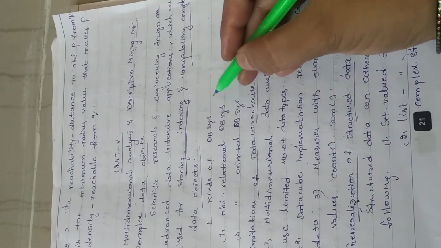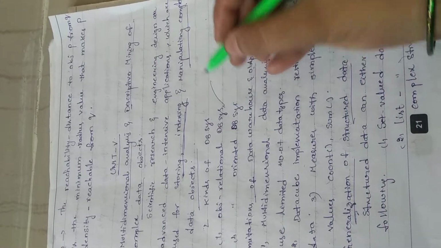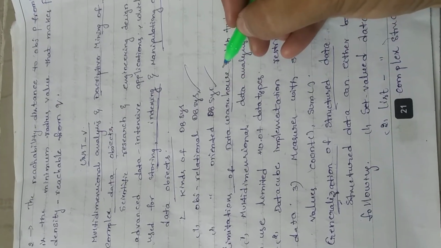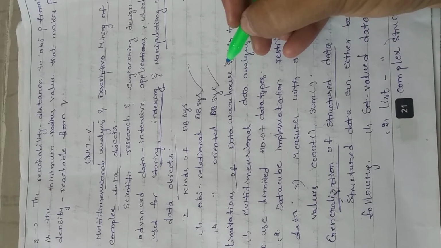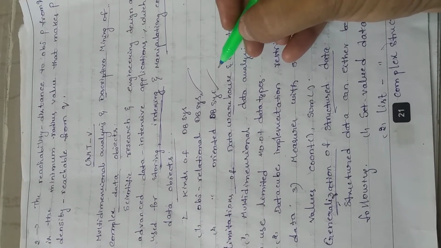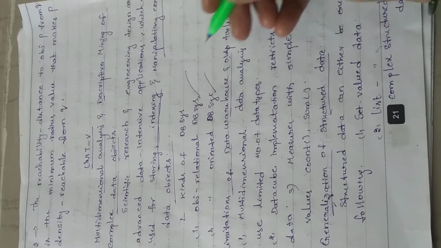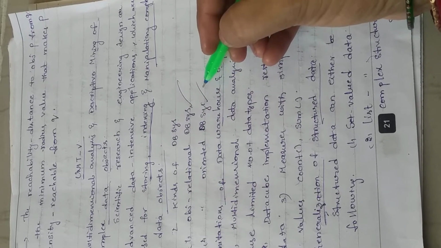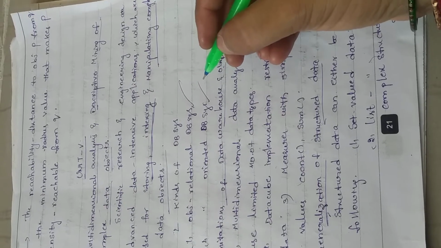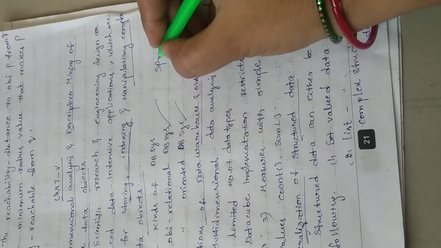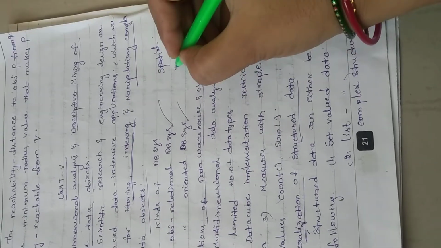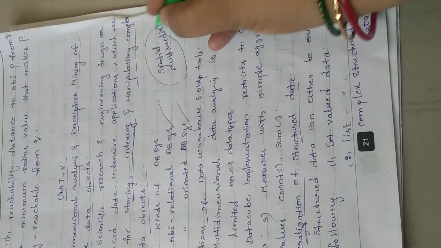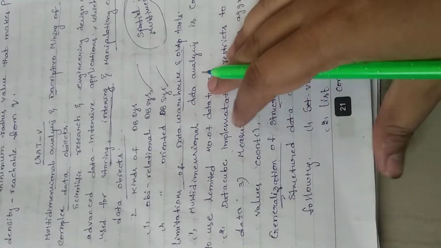So there are two kinds of database systems. One is object relational database and the other is object oriented. These two are also advanced databases. Why are we using these advanced databases? Not only object oriented and not only object relational, we are using some of the advanced databases like spatial, multimedia and text database. So these all are the advanced databases.